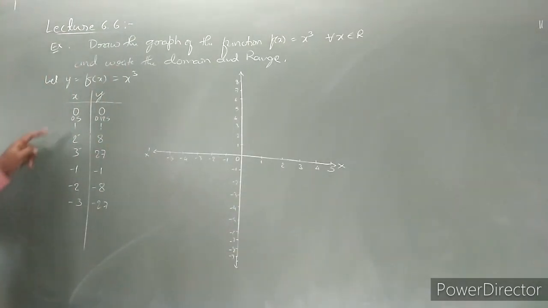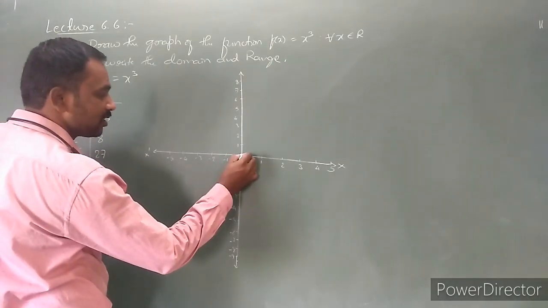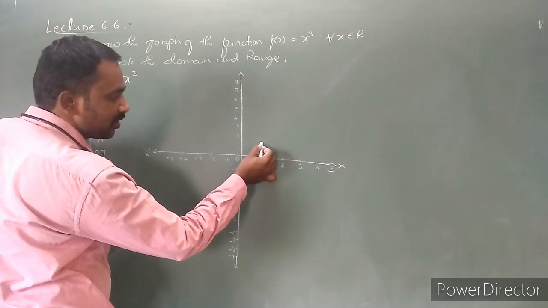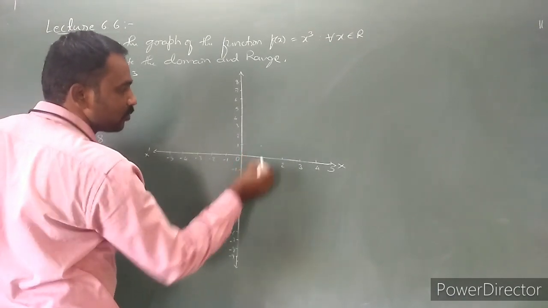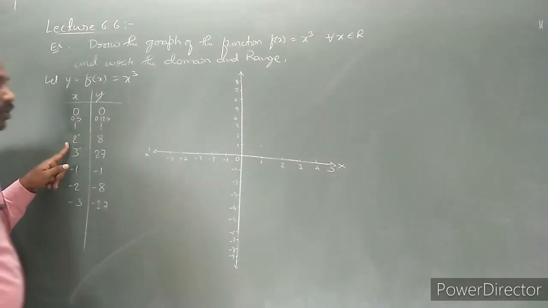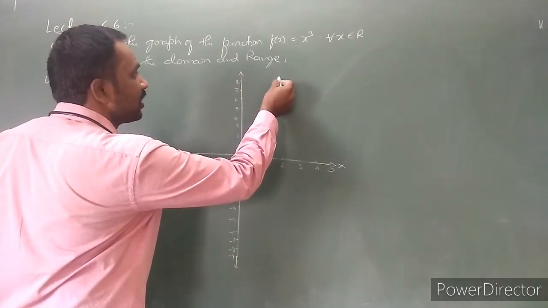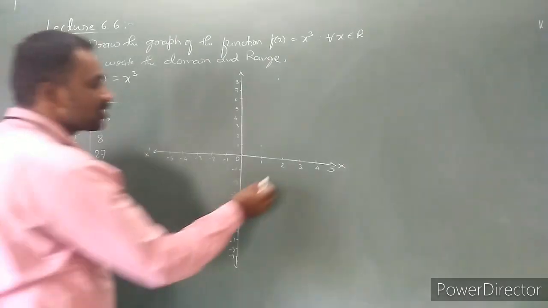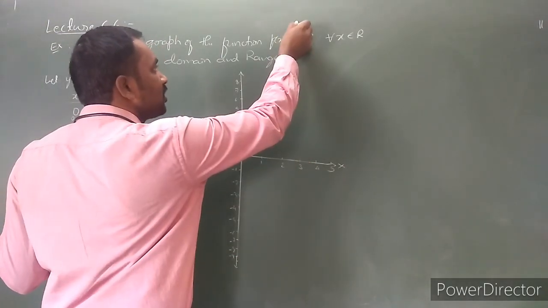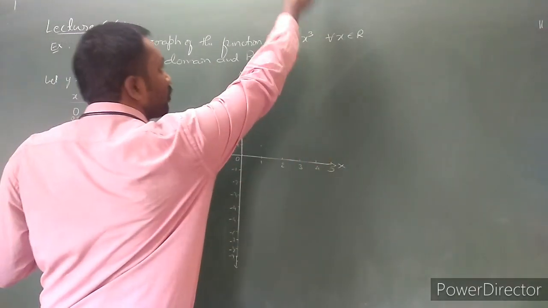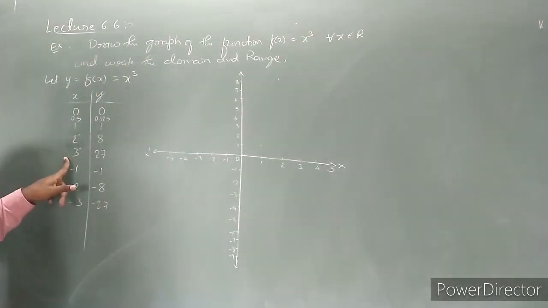Now plot the points (0, 0). Where is that? At the origin. (1, 1) is here. Next (2, 8), directly here. Next (3, 27). Next (4, 64), because 4 cubed is 64, it is like that.